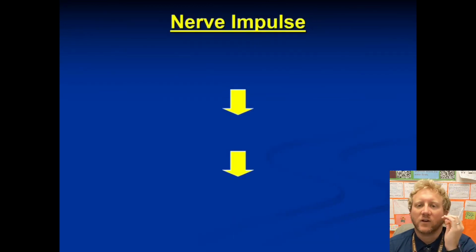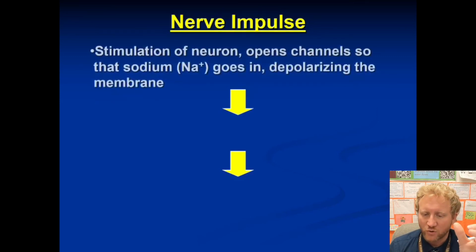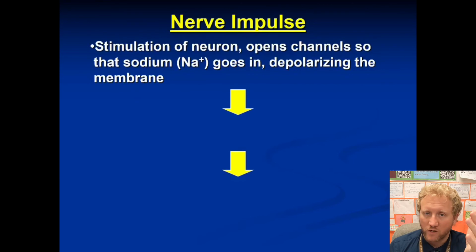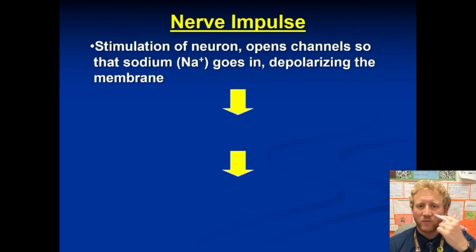Now, here's the basics of a nerve impulse. That's the signal being sent down your nerves. Something is going to trigger the neuron. It's going to stimulate it. A touch, temperature, blood pressure, light, sound, smell, taste, whatever.